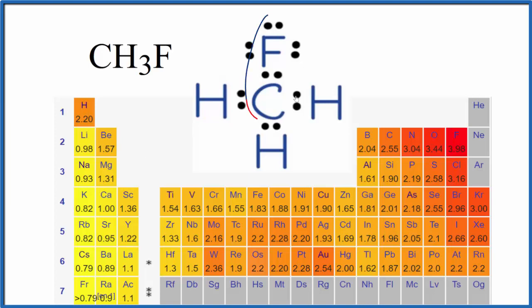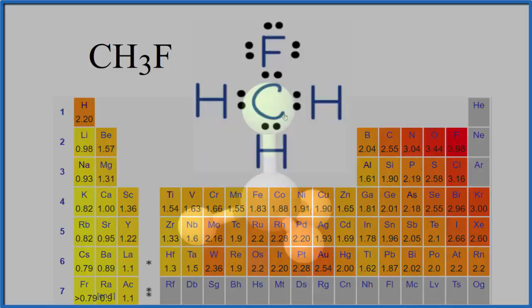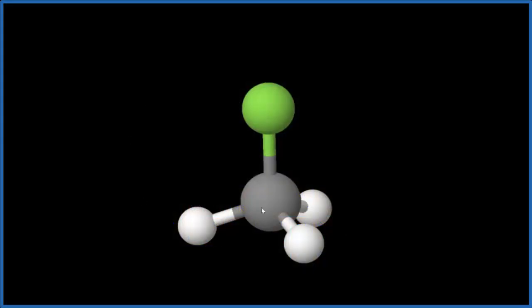But when we look at the bond between the carbon and the fluorine, here's carbon and here's fluorine. That's quite a large difference. So we would expect that this bond would be polar. But let's take a look at this in 3 dimensions. Here's our molecule of CH3F.